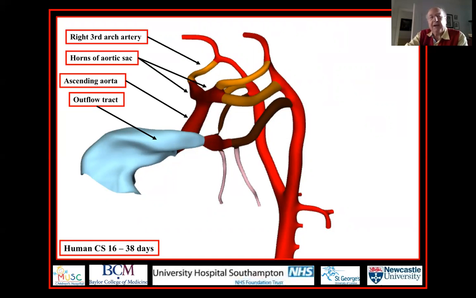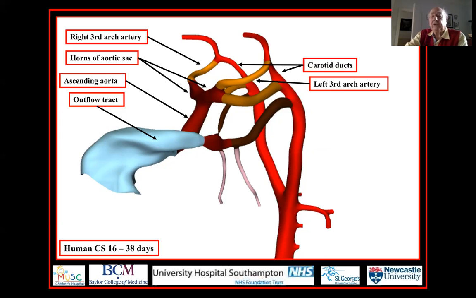So on the right side, there is that small component of the fourth arch, which gives rise to the right third arch artery. There is still persistence of the dorsal aorta on each side between the terminations of the right third arch artery and the terminations of the right fourth arch arteries, and we call those the carotid ducts. They will very soon disappear, but they can persist and they can be involved in producing malformations.